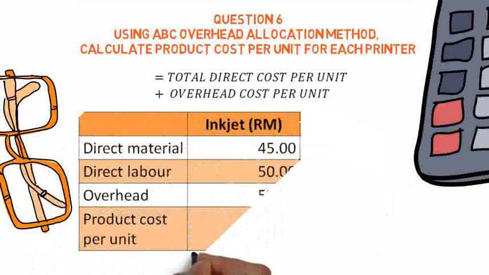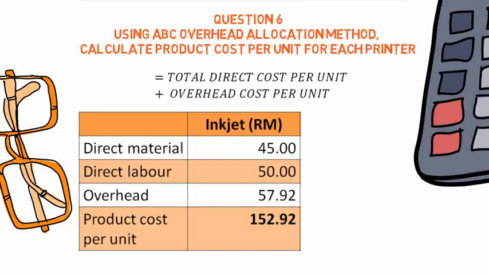So, direct material cost per unit for inkjet is Rm 540,000 divided by total units manufactured, which is 12,000 units, equals Rm 45. Direct labor cost for inkjet is Rm 600,000 divided by 12,000 units, equals Rm 50. So, product cost per unit for inkjet is total direct cost per unit plus overhead, equals Rm 45 plus Rm 50 plus Rm 57.92, equals Rm 152.92.